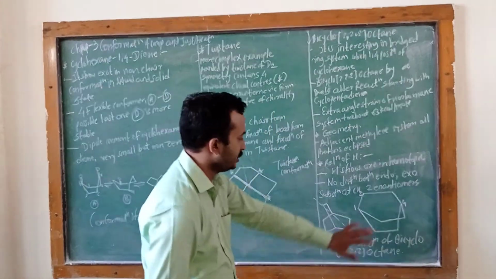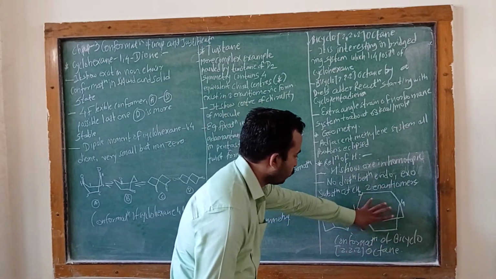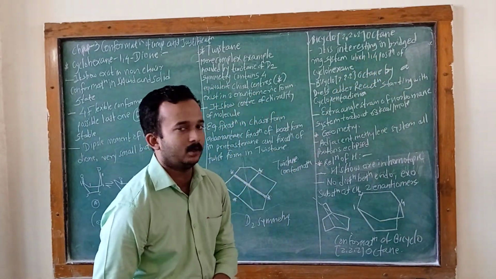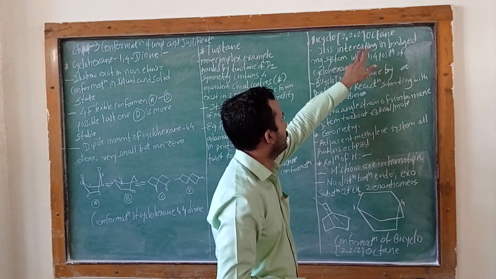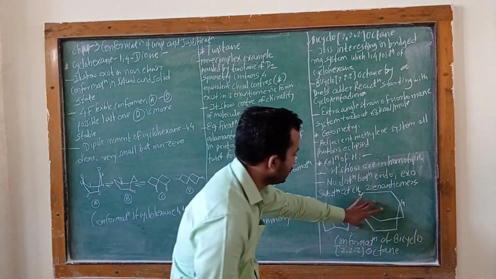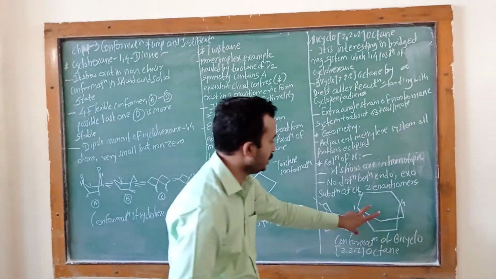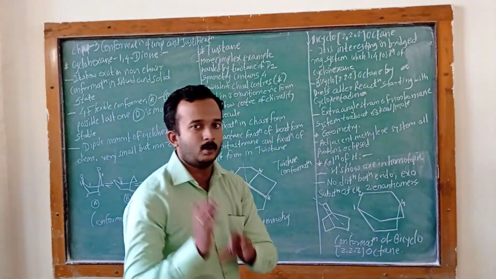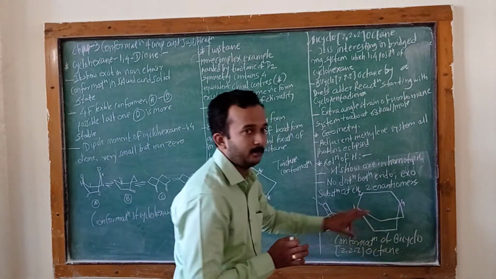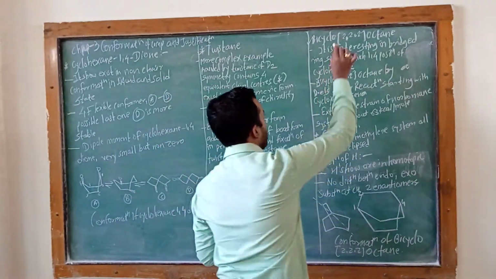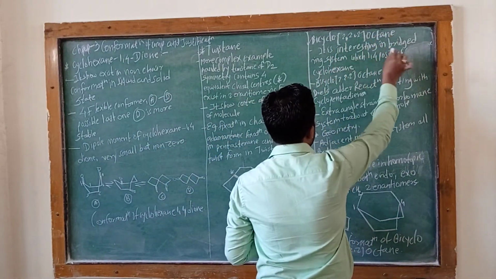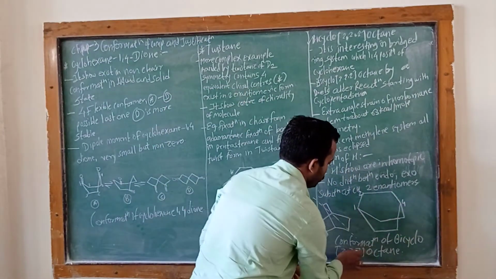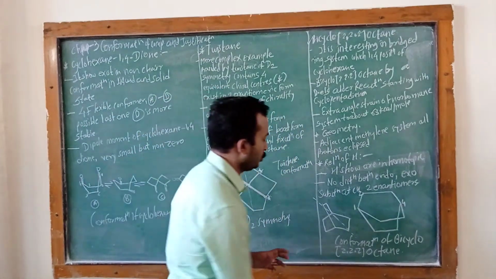bicyclo 2,2 octane. This structure shows the 1,4 position of the cyclohexane. This is the bridge ring system in the boat form. This is the bicyclo 2,2 octane, with the 1,4 position of cyclohexane in boat form, and that is called bicyclo 2,2 octane.